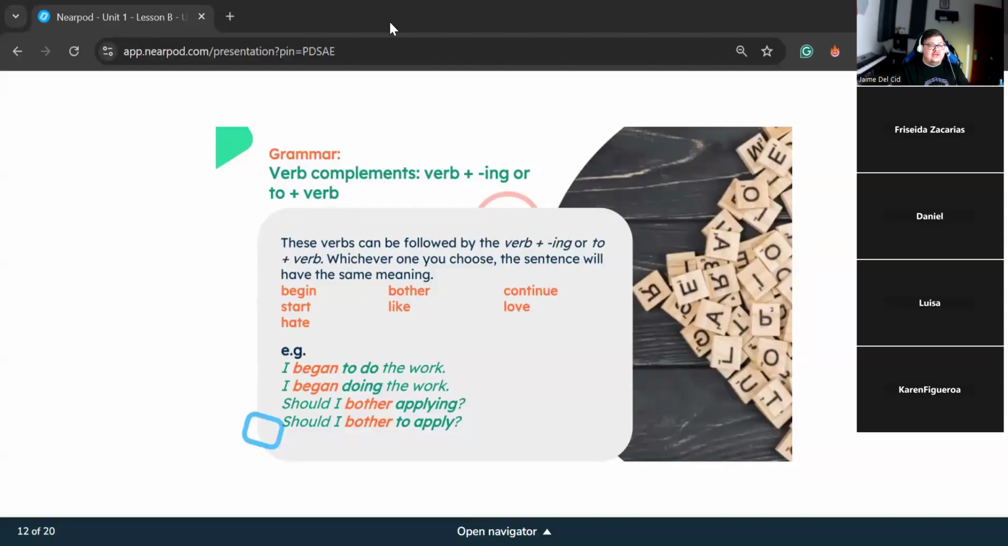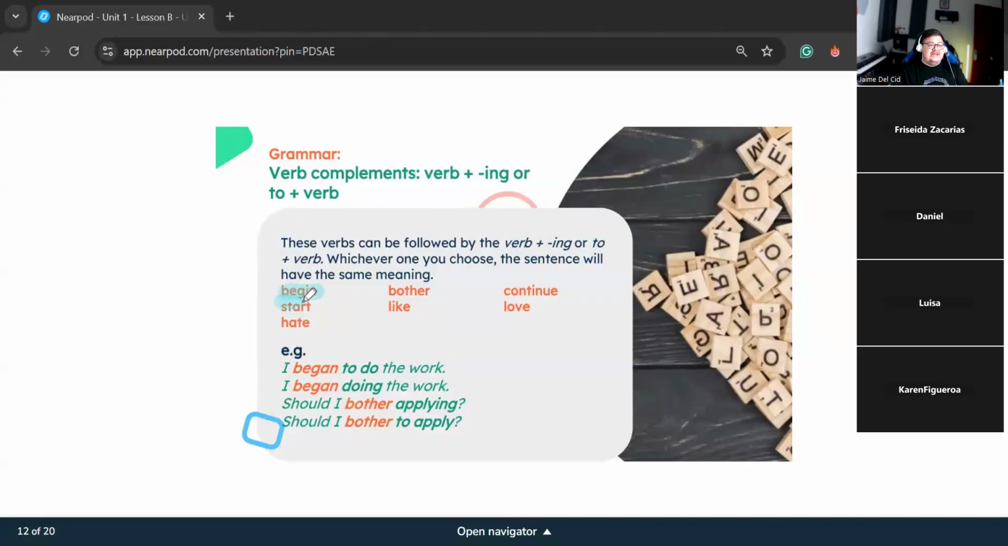Este es el único que tal vez vamos a tener que anotar como exceptions, okay? These are going to be the only exceptions. These verbs can be followed by ing or infinitive. Estas son algunas de las excepciones. Como todas las reglas en inglés, la verdad, ¿no?